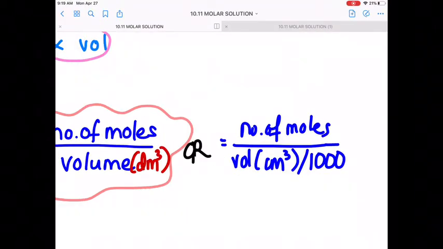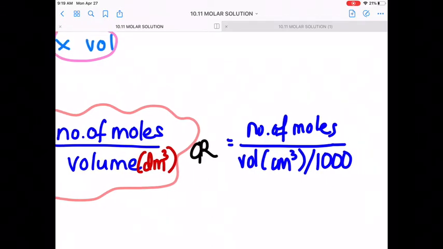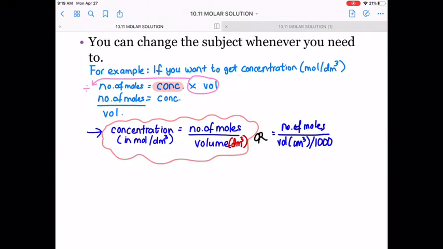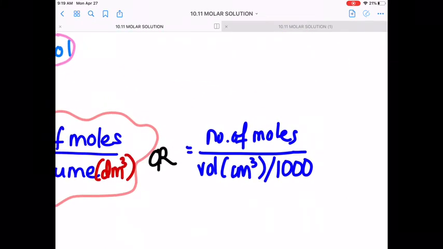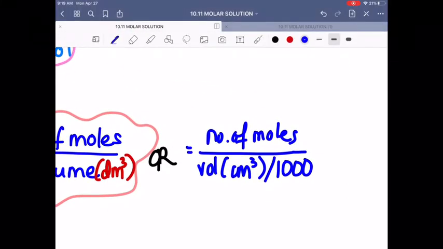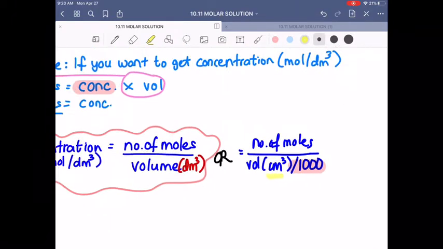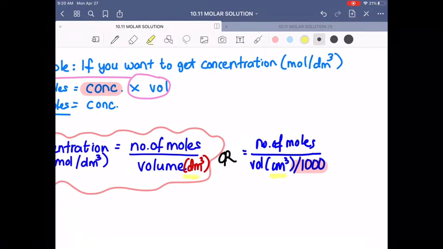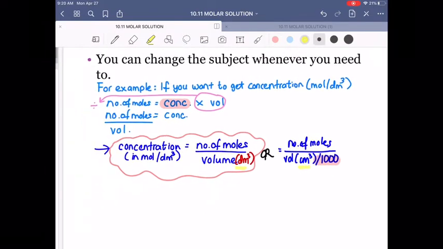Alright, let's say your volume available is in centimeter cube. Don't forget, if your volume is in centimeter cube, you must divide it by 1000, as usual. Divide with 1000 if it's in centimeter cube. If it's in dm cube, no need to do anything with it, just put in the values.